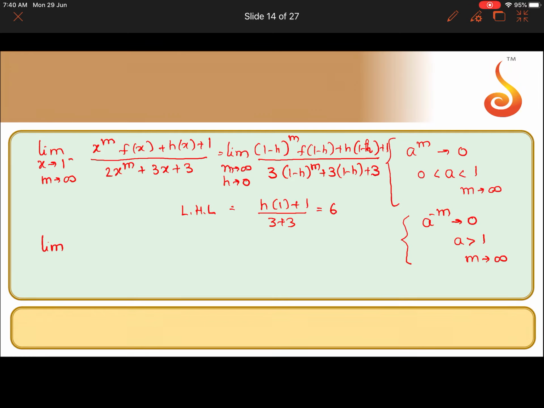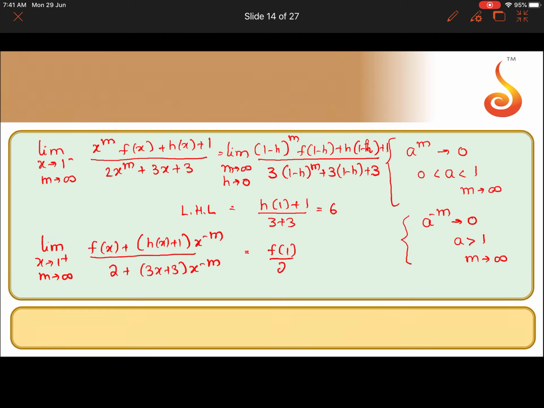Now the right hand limit, limit x tending to 1 plus, m tending to infinity. What we do is we write f of x plus hx plus 1 into x to the power minus m, whole divided by 2 plus 3x plus 3 into x to the power minus m. Just now we discussed a to the power minus m is tending to 0 when a is greater than 1, as 1 plus. So finally we get f of 1 by 2. This is the right hand limit.